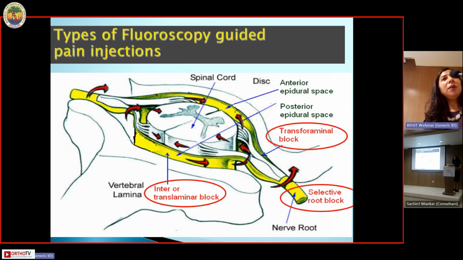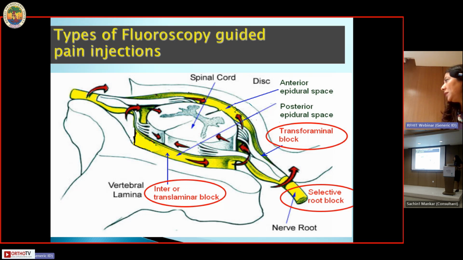So when we talk about fluoroscopic guided blocks, the aim is to deposit the steroid and the medicine in the anterior epidural space. When we are talking about the anterior epidural space, we have two approaches mainly, transforaminal or the selective nerve root. Now we know that the fascial sheath around the nerve is directly communicating with the dura mater, which goes into the epidural space retrogradely. So people use these two terms interchangeably, transforaminal or selective nerve root.